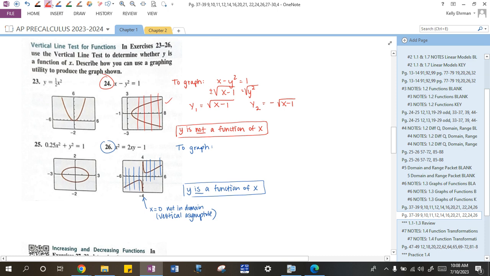Y is not a function of x. So this is not a function because it's failing the vertical line test. Every x gives us a plus or minus version of the y.